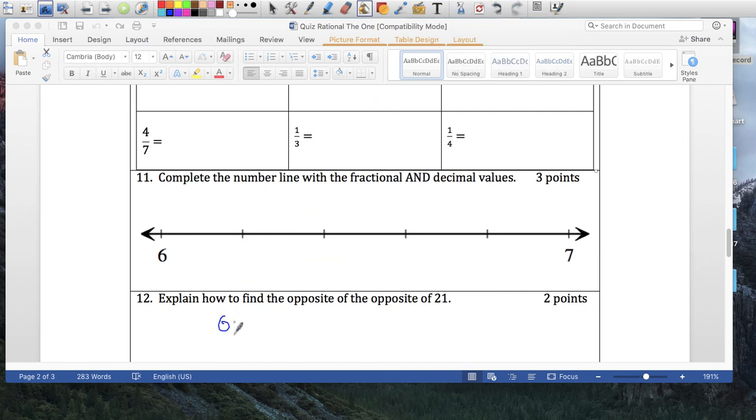Well, you need to find the opposite. I'm not going to write the full sentence, but you need to find the opposite of 21, which is negative 21. And then step 2, you need to find the opposite again, but in this case of negative 21, which ends up being 21. So the opposite of the opposite of 21 is that number itself, because you end up going back to the original number. Okay, so that was your quiz. And that's it.